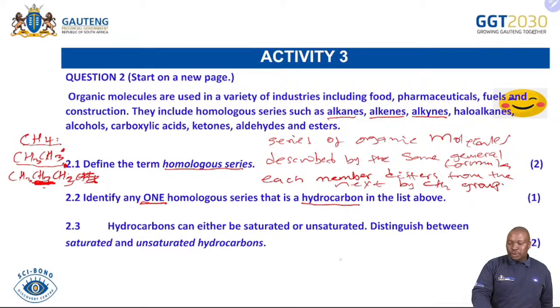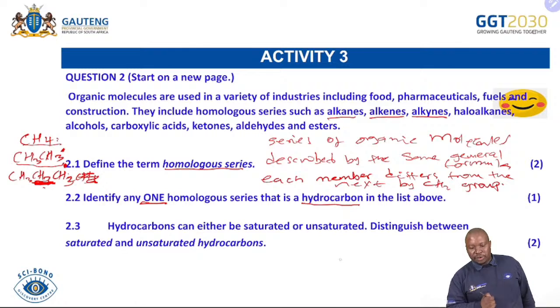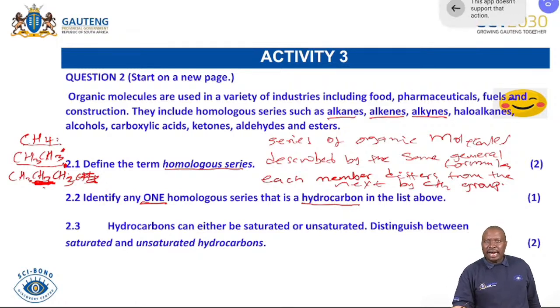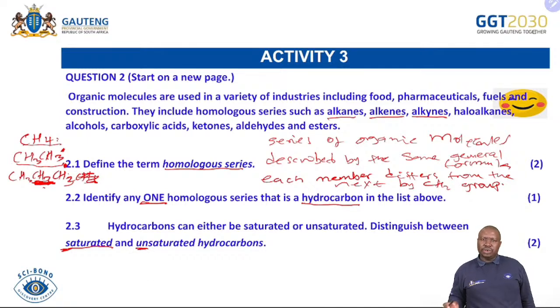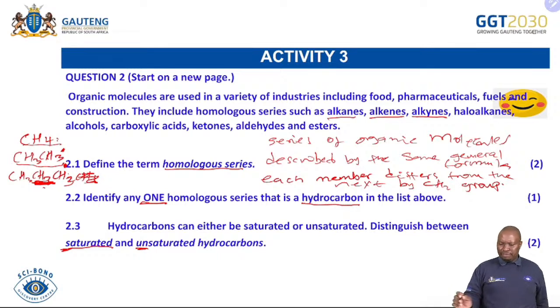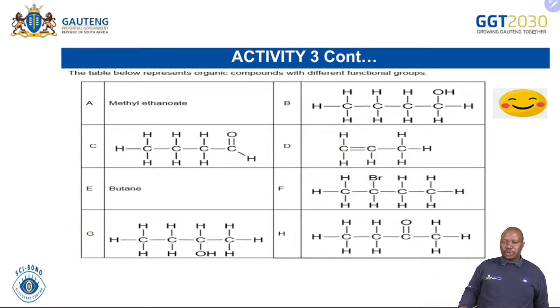Hydrocarbons can either be saturated or unsaturated. Distinguish between saturated and unsaturated. So this is another way of saying define without telling you. For saturated, don't forget S for saturated is for single covalent bond between carbon atoms. And the unsaturated have double or triple covalent bonds between carbon atoms. So you are able to differentiate between them, and you get the mark for differentiating them. I hope we are still moving together.